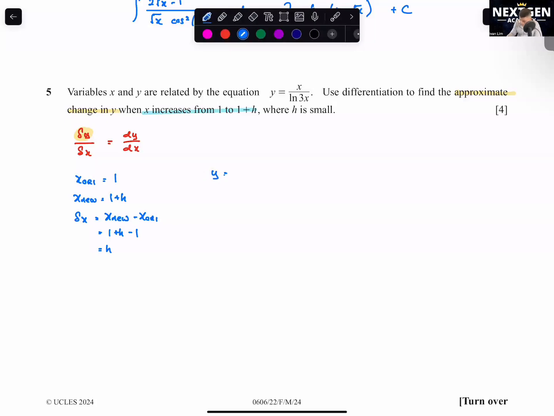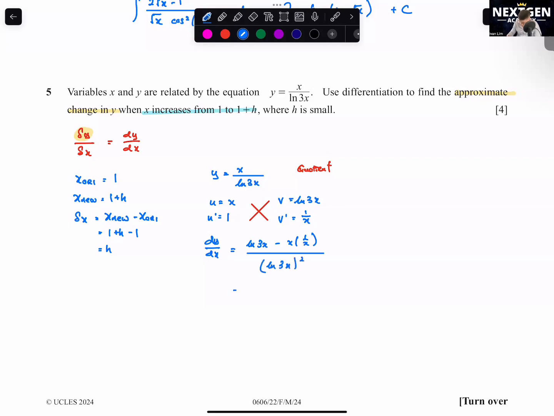y is x over ln 3x. u is x, v is ln 3x. u prime is 1, v prime is 1 over x. Cross it. dy over dx, this is the quotient rule: v u prime minus u v prime, which is ln 3x minus x times 1 over x, over v squared, ln 3x squared. We'll simplify this to, is it ln 3x or ln 3? ln 3x, right? ln 3x minus 1 over ln 3x squared.